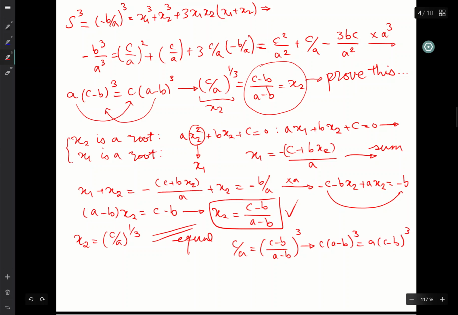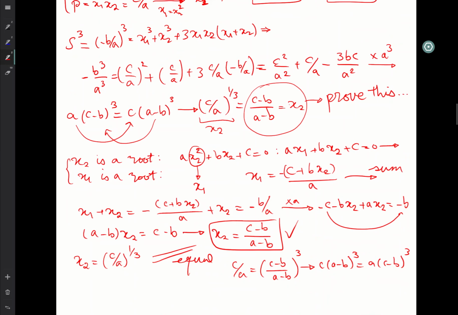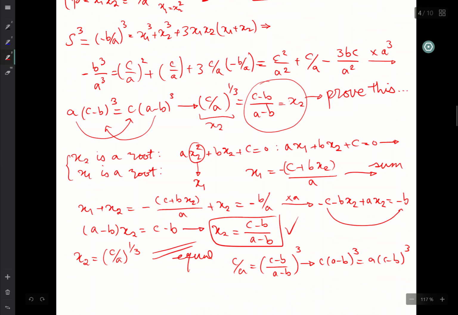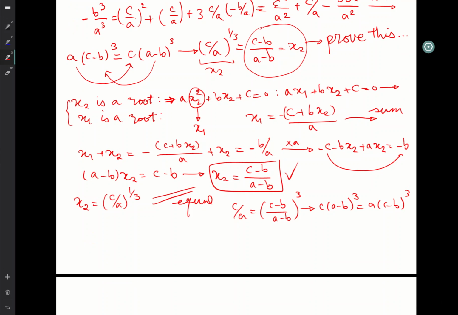This is a rather hard problem, but what you have to realize is that the roots satisfy the original equation, the quadratic equation. And the key here was that when you put x2 in the quadratic equation, you end up with an x2 squared term, which is the other root, x1. So this also gives another relation between x1 and x2. And then we use this fact to simplify and prove the problem. Okay?